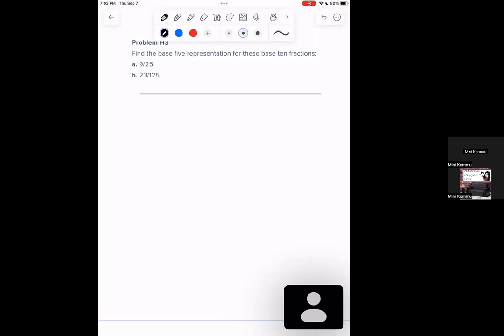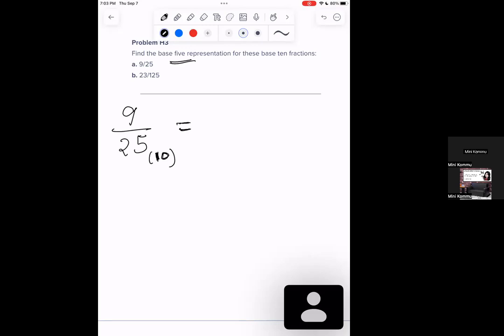So what they did was they gave you a base 10 fraction, which is 9/25. All right. And they want you to write it in base 5. So this is in base 10. All right. Now there are several ways to do it. One way is to convert it into a decimal and go ahead and do it. But another way is change this into a representation of 5.